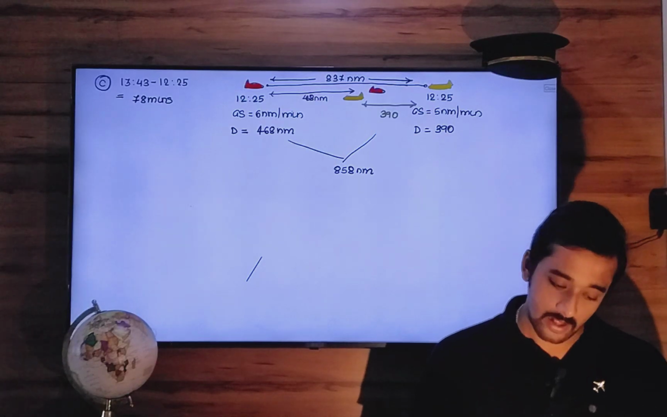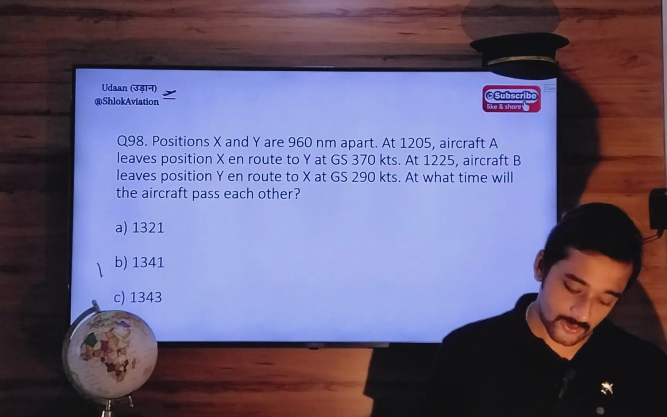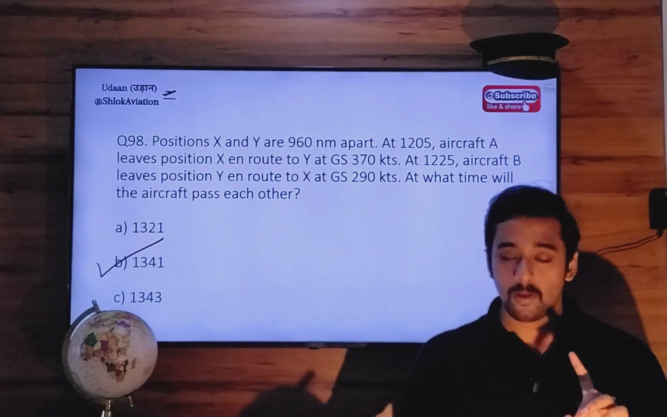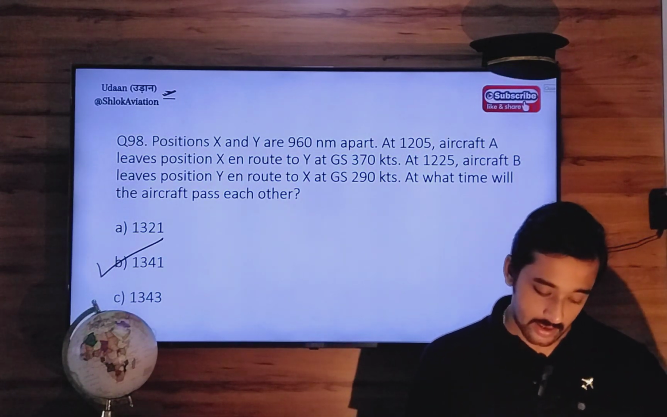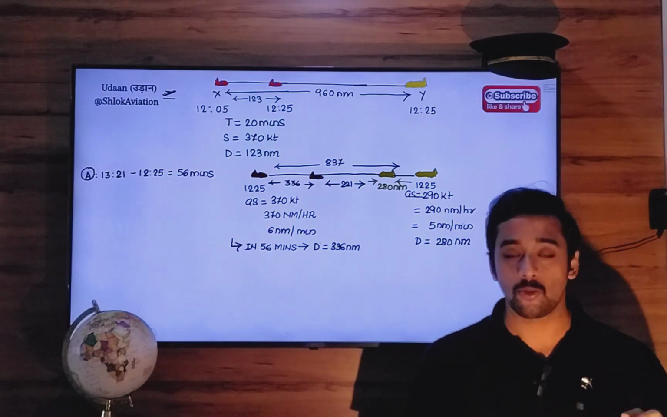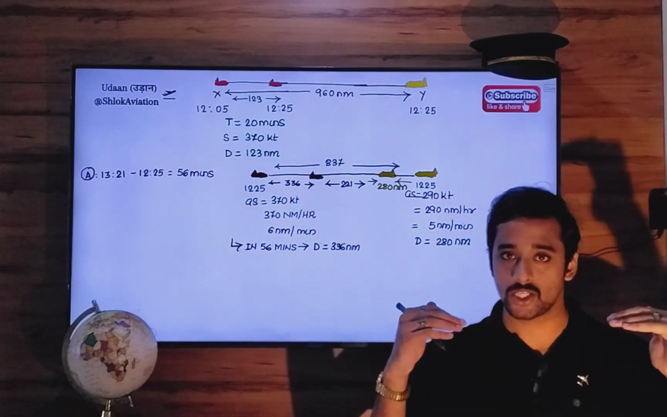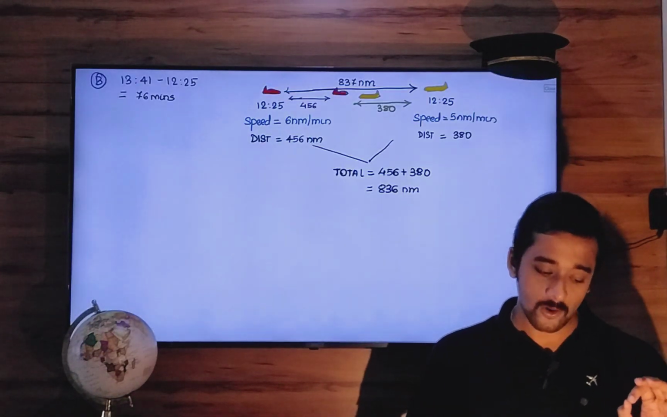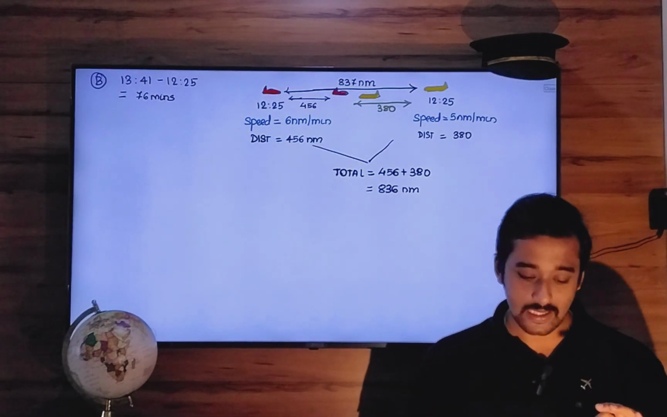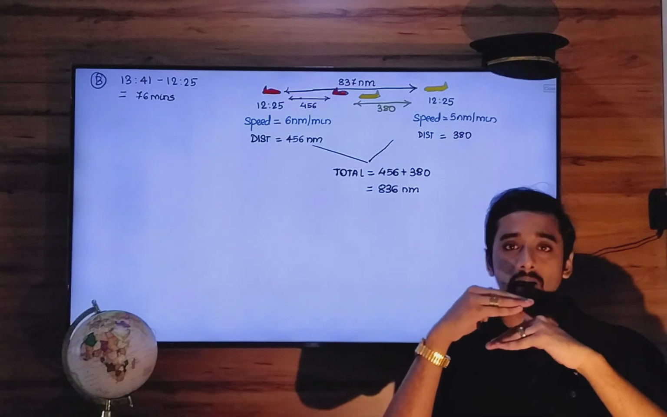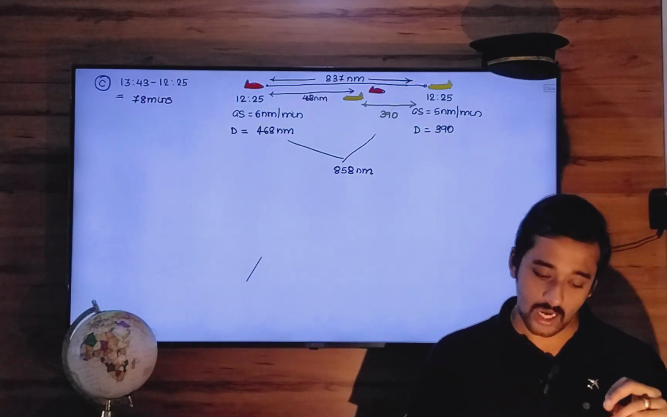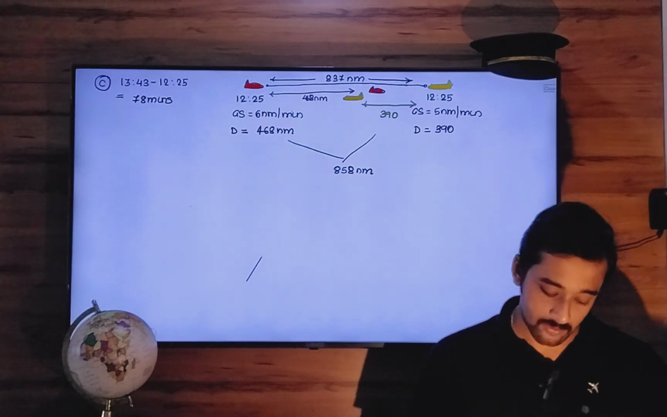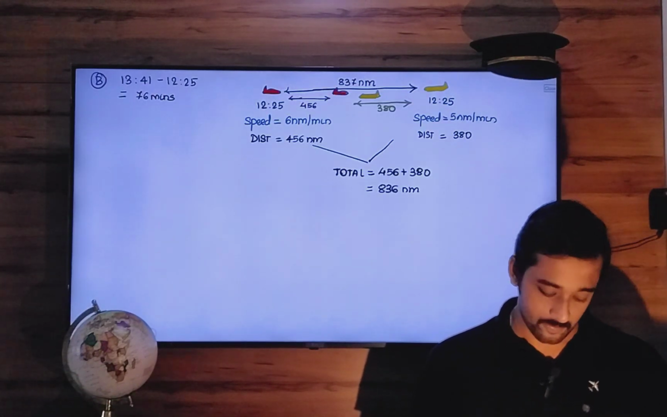So the correct option here will be option Bravo, 13 hours 41 minutes, because we have been asked to find the time at which the aircraft will pass each other. If at 13 hours 21 minutes both aircraft are still very far away from each other, as indicated here by 221 miles, then for option Bravo, 13 hours 41 minutes, both aircraft are very close to passing each other. For option Charlie, both aircraft will have completed passing each other. So the most appropriate option will be option Bravo.